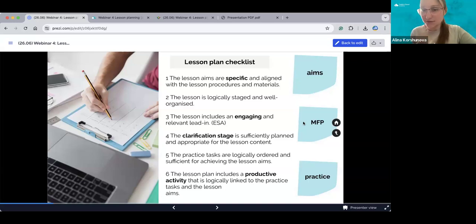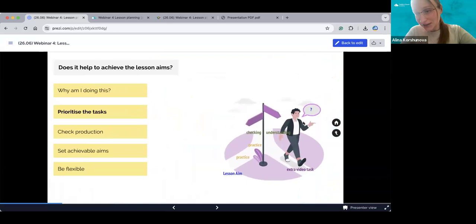First, as we have already discussed, make sure that your aims are specific, achievable, and manageable for your learners, so there is not too much for one lesson. And make sure that the activities align with the lesson aim. I will show you this picture again. Whenever you plan a lesson, whenever you plan an activity, make sure that this activity aligns with the lesson aim. So ask yourself, why am I doing this? Will this help my students to achieve the main aim of the lesson?